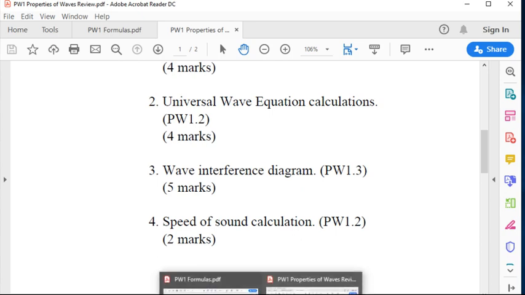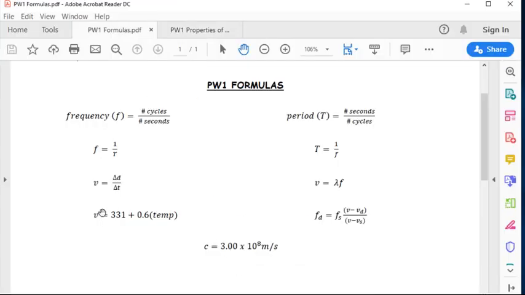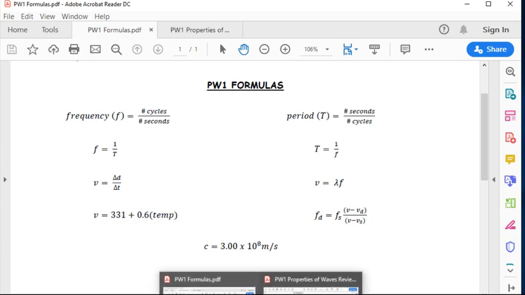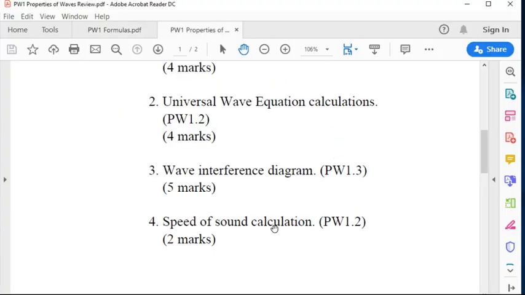Speed of sound calculation, number 4. So remember we had this at 0 degrees Celsius, the speed of sound in air is 331 meters per second. And for every 1 degree in temperature we go up by, we add 0.6. So we can use that there.